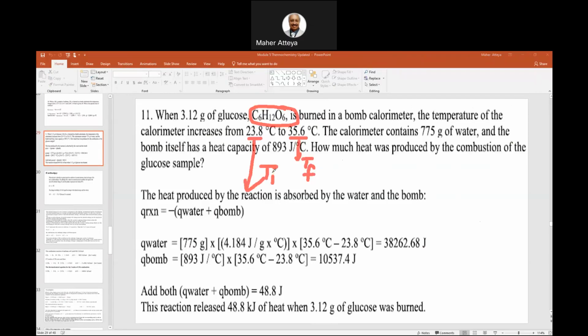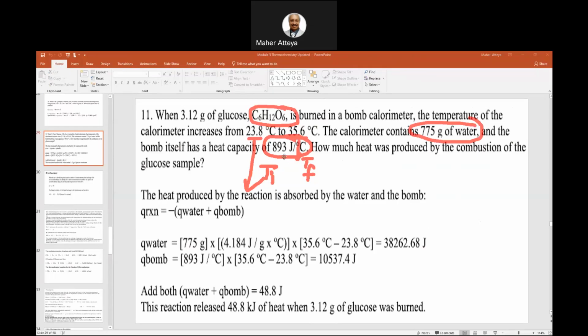So it is very important to know what you have. The calorimeter contains 0.755 grams of H2O. And the bomb itself has the heat capacity of this. This is the heat capacity, meaning the amount of heat that will be absorbed by the bomb calorimeter, which contains the walls, the wiring, the thermometer, everything inside this calorimeter will absorb heat, and is measured to be 839 joules.